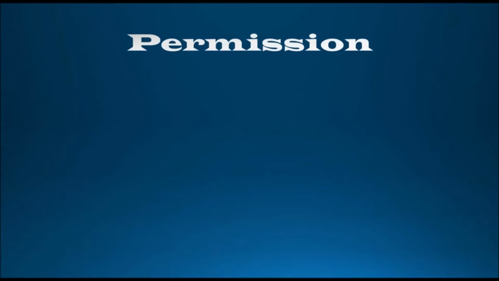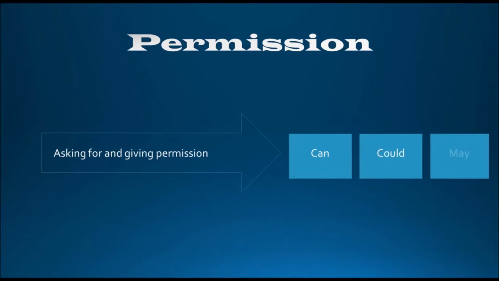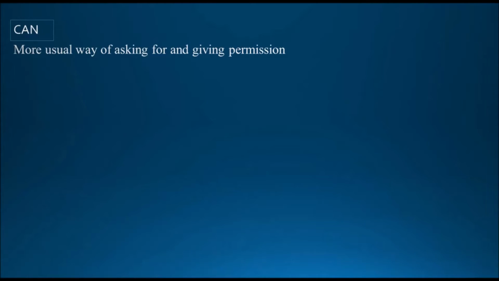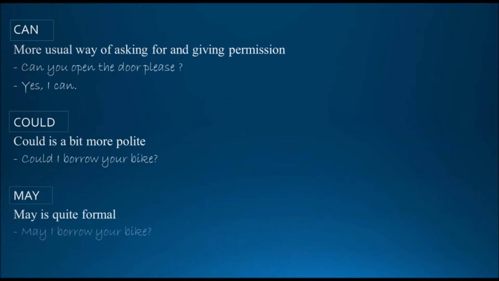Okay, now we have said everything about obligation. Let's say something about permission. To ask and give permission, we use can, could, and may. Can is the more usual way of asking for and giving permission. Can you open the door, please? Yes, I can. Could is a bit more polite. Could I borrow your bike? And may is quite formal. May I borrow your bike?